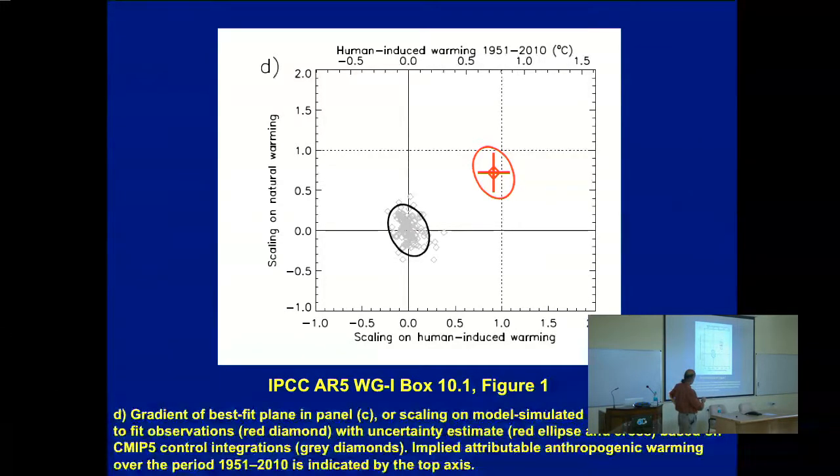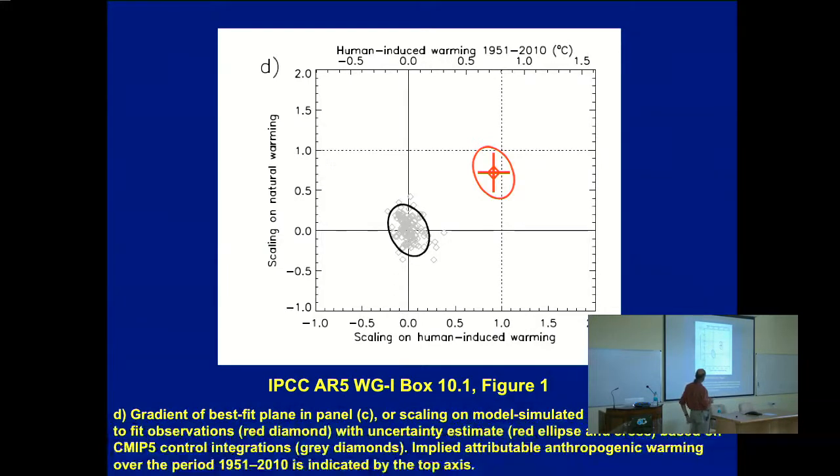Okay? In this particular example, you have to weigh the response to the natural forcing by 0.7 and the response to the human-induced forcing by about 0.9 in order to get the observations. Okay, and this sort of ellipse here includes the spread of possible points, depending on which model you use and what uncertainty in that slope you take.